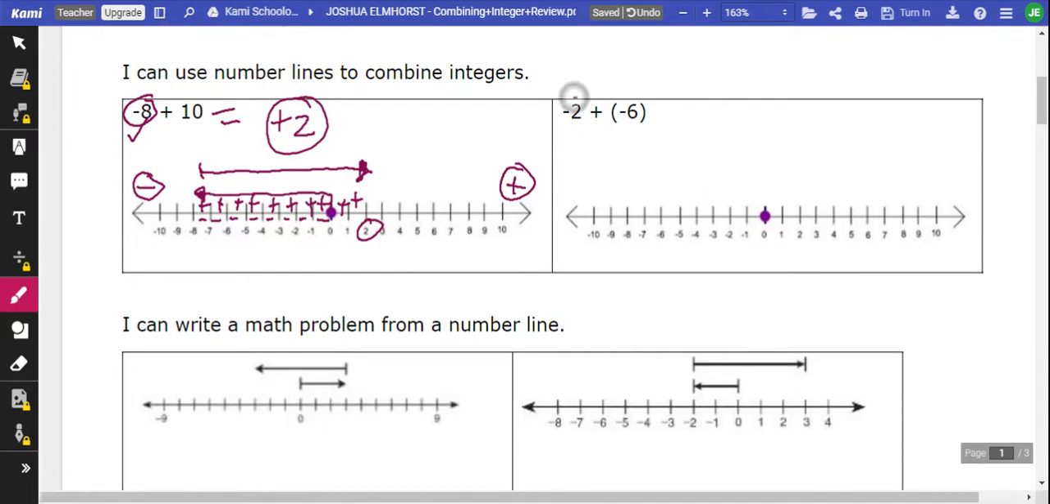So on the number line, next one we have -2. So we're going to go 1, 2. And then we have -6. 1, 2, 3, 4, 5, 6. So we're at -2. We go -6 more, and we're going to end up here at -8.